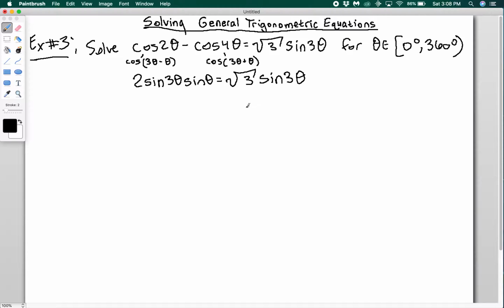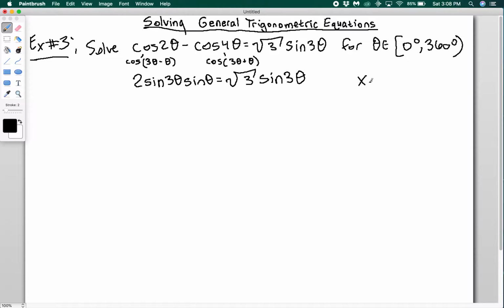So once we're here, I usually ask students what they think the next step is, and there's always one who says, at least, it's very common to believe this, that we should divide both sides by sine 3 theta. Don't do this. Do not do this. It's a mistake that hopefully you should only make one time.